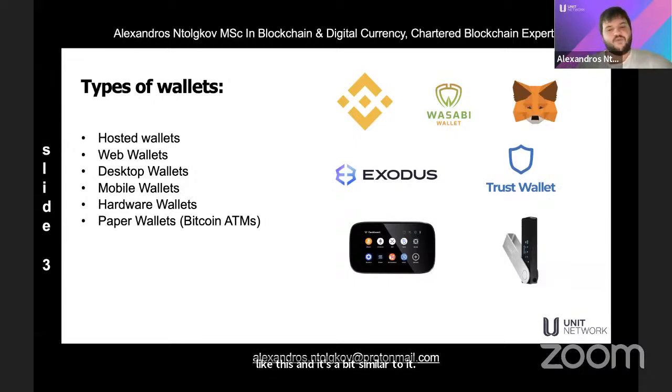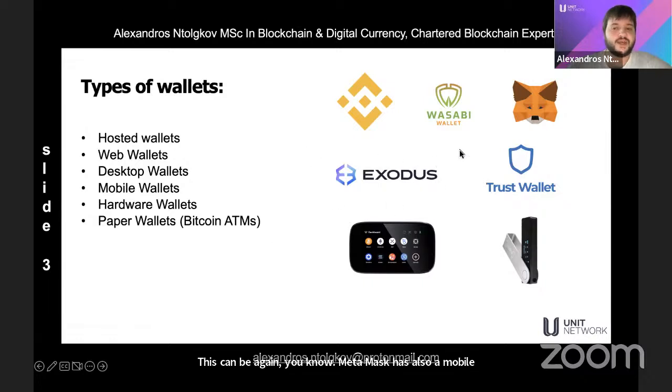Then you have mobile wallets. These are applications, again, like, you can go to Google Play or the Apple version of this, and you can download an application. This can be, again, Metamask has also a mobile wallet. Exodus has a mobile wallet, I think. Trust has one as well. And then you have hardware wallets. These are the Engrave here and Ledger.